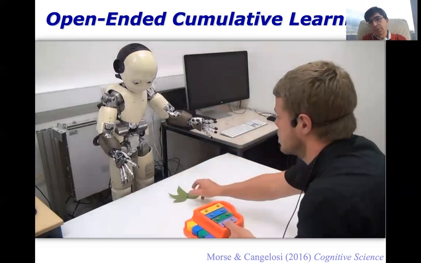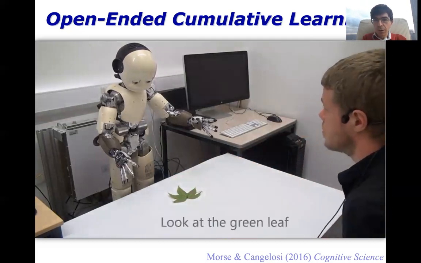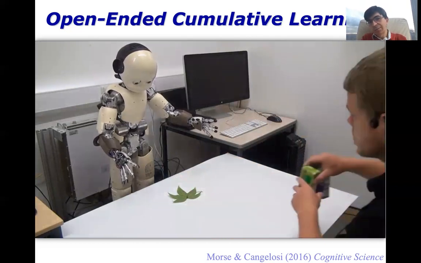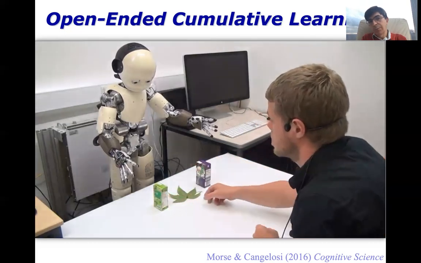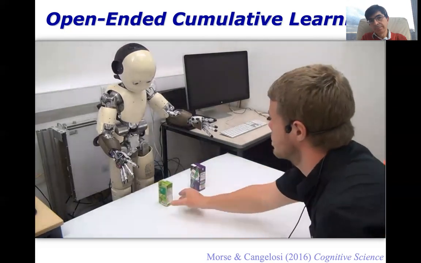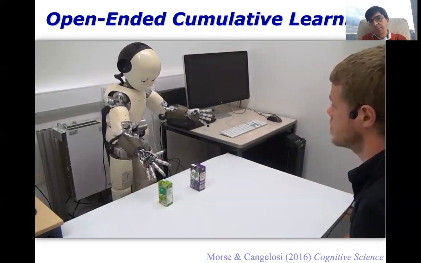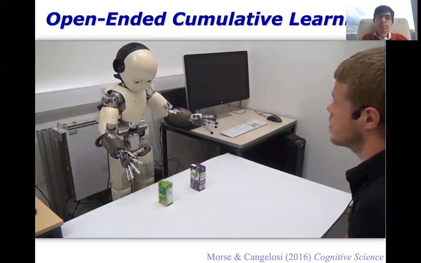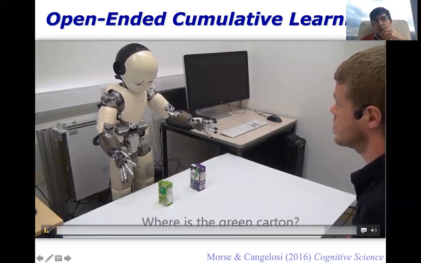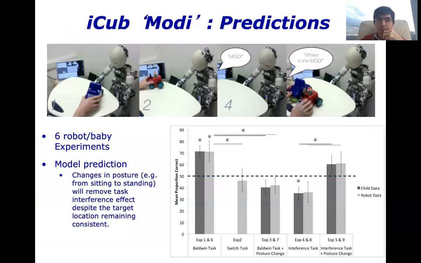But now we learn two new concepts. Look at the green a new leaf. Color, adjective, a new noun. And now we do mutual exclusivity using color. But we learn two words in one go. Where is the purple carton? So I know green, mutual exclusivity, the other one is purple. And of course, where is the green carton? I know green and I know carton. So that's the way you can combine together many mechanisms.